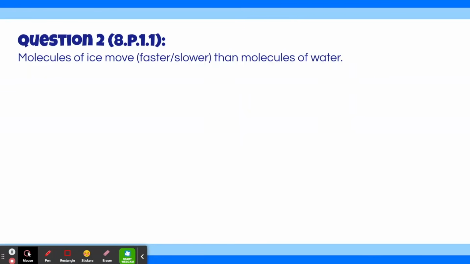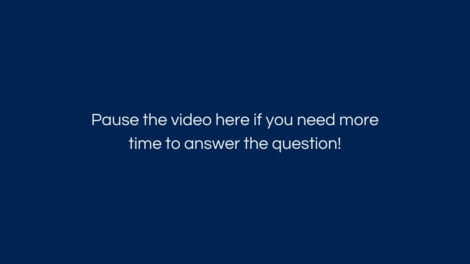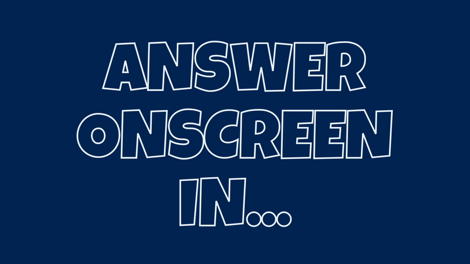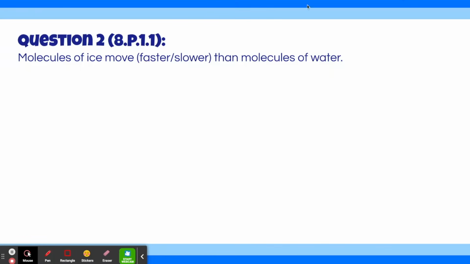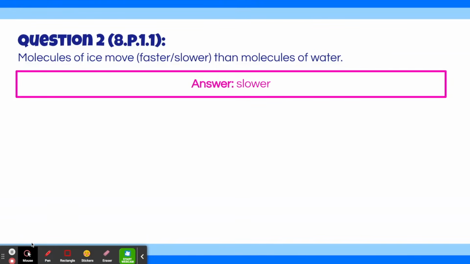Question 2. Molecules of ice move faster or slower than molecules of water. For this question, you're picking which of the 2 words better fits the blank. The answer to this question is slower. The sentence reads, molecules of ice move slower than molecules of water. If you got that right, go ahead and skip to the next question. Otherwise, let's look at the phases of matter and see how knowing their properties can help us answer this question.